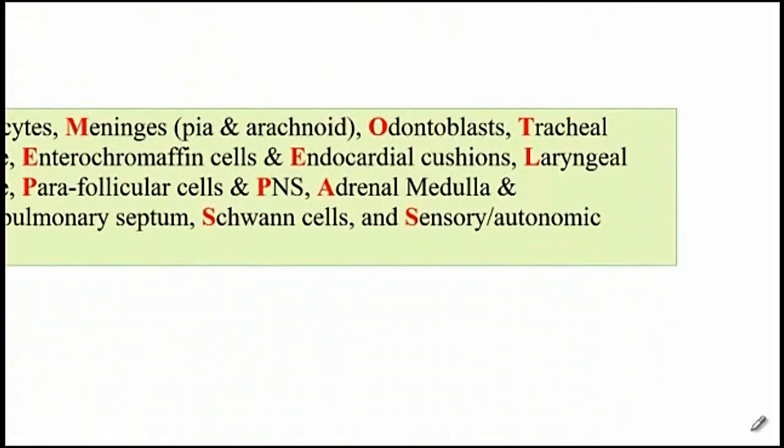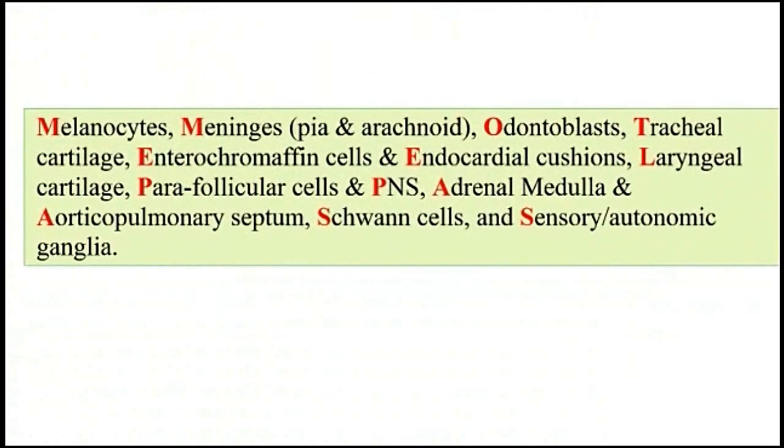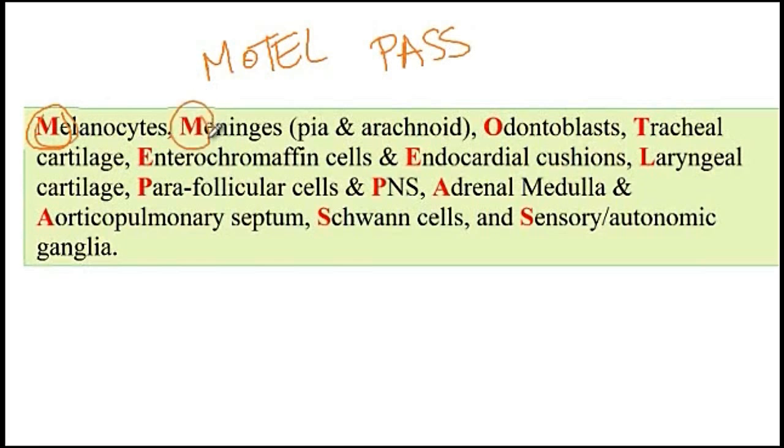Now I would like to go through the adult derivatives of the neural crest cells, and the memory aid that I use for this is called Motel Pass. So M goes for melanocytes and meninges. Just to remind you, it's pia and arachnoid. Remember that dura is not derived from neural crest cells, but rather from the mesoderm.